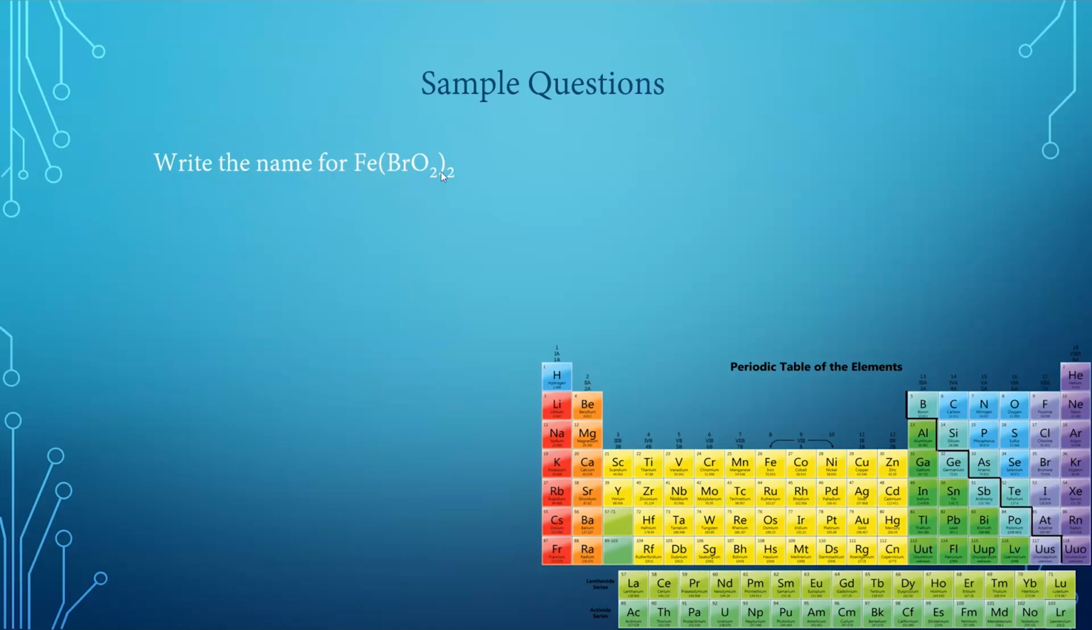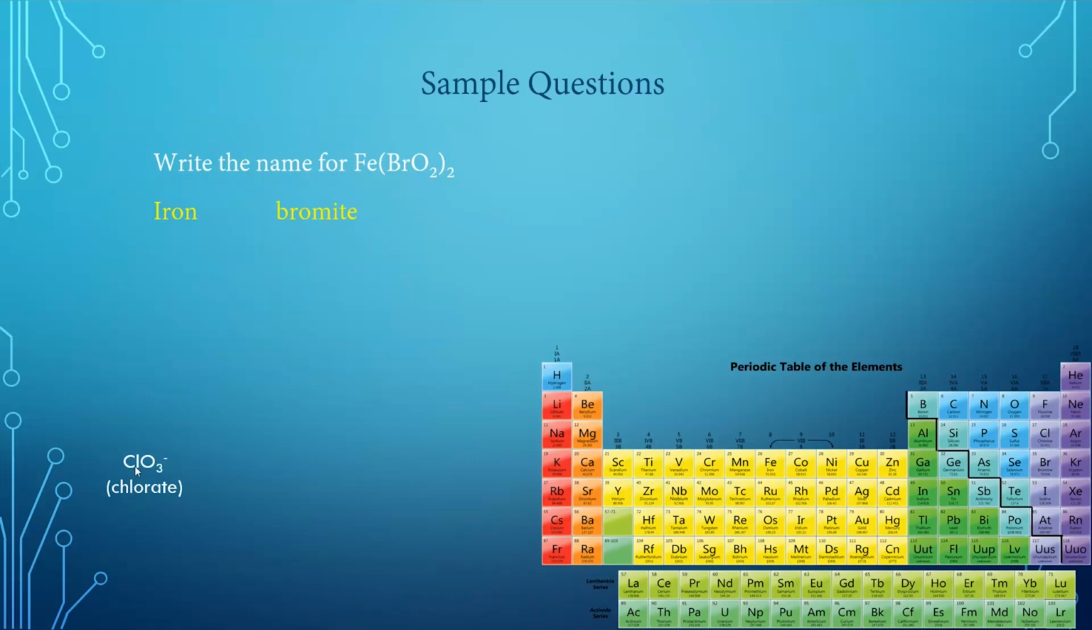Fe(BrO2)2, that parentheses again tells us there are 2 of this polyatomic ion. The Fe is easy, we know that's iron, but what's this guy called? Well, it's called bromite. Now, again, you don't have to actually memorize the bromite because it can be figured out. If you know that bromine is part of the chlorine family, that tells us it must be related to the chlorate, which is the head of that family.